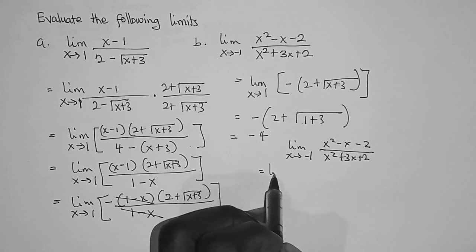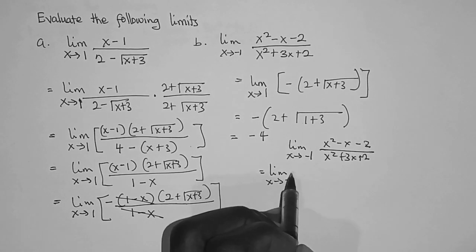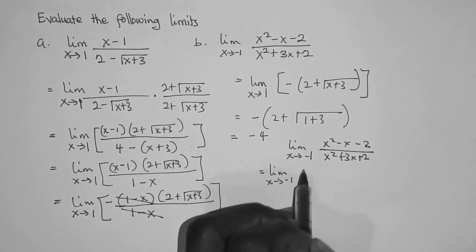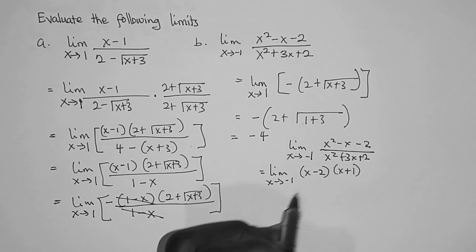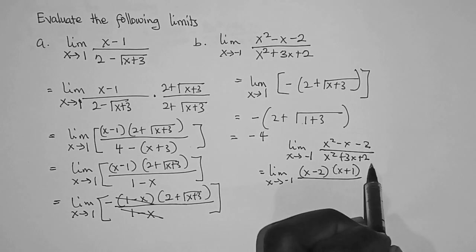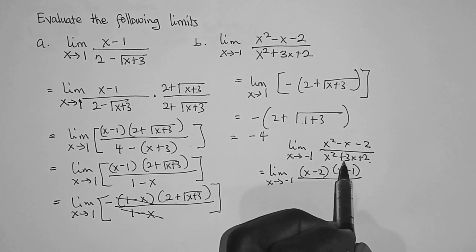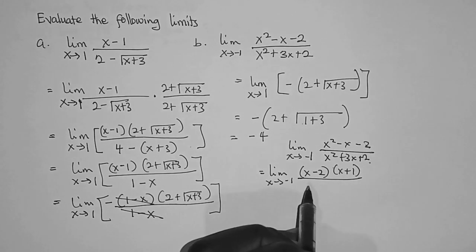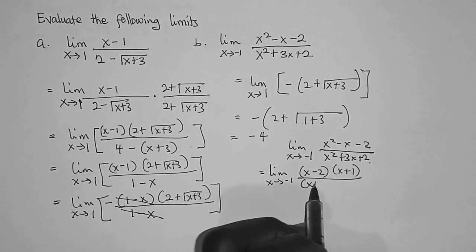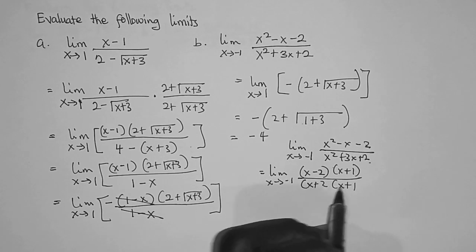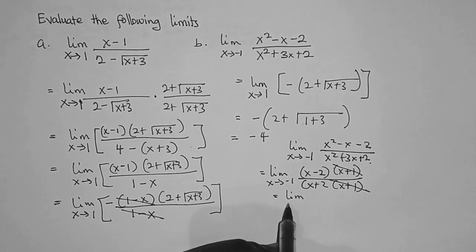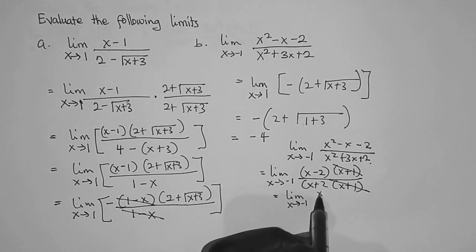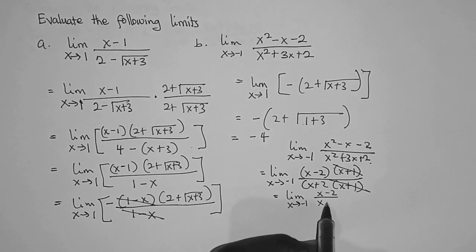So this is equal to the limit as x approaches minus 1 of, the numerator becomes x minus 2 and then x plus 1. And the denominator, two numbers that if you multiply you get 2, but if you add you get 3. So it is 2 and 1, and therefore the denominator becomes x plus 2 and then x plus 1. And you see that this x plus 1 and x plus 1 can cancel out. So at the end of the day, the limit is the limit as x approaches minus 1 of x minus 2 divided by x plus 2.